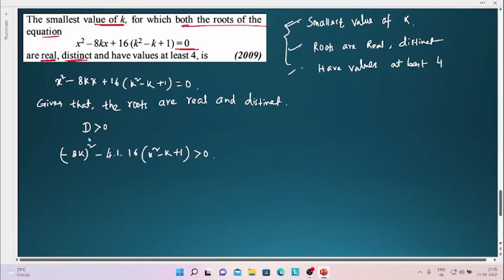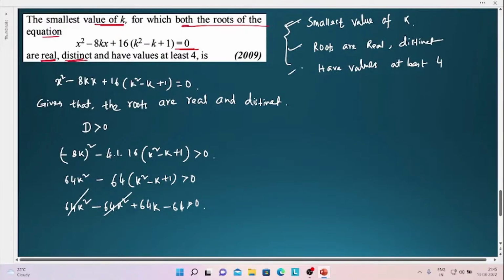Since it is minus 8k whole square, that will be 64k square, right? Minus 4 times 16, so can you tell me the value? It will be 64, right? It will be 64 times k square minus k plus 1, which is greater than 0. So let me break that part. It will be 64k square minus 64k square plus 64k minus 64, which is greater than 0, right? So this part and this part will be cancelled out, and we will have 64k minus 64 which is greater than 0.